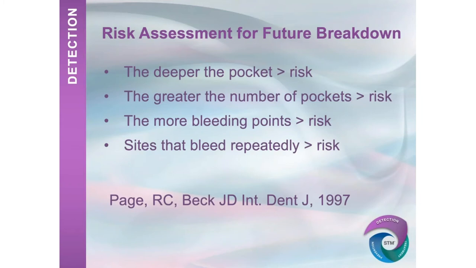So we know from a 1997 textbook that I had in dental school that the deeper the pocket, the greater the risk of future breakdown. The greater the number of pockets, the higher the risk. Sites that bleed repeatedly increase risk. So what are we waiting for? What's your magic number? Do you start treating the patient when there's 7 millimeters with bone loss? That's what you have to ask yourself.